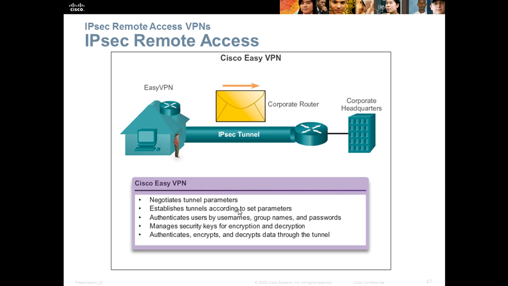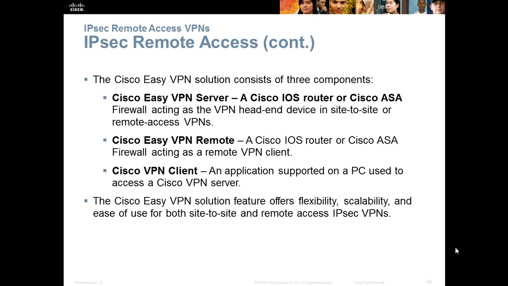IPsec for remote access. Cisco EasyVPN basically negotiates the tunnel parameters, establishes tunnels according to the set parameters, authenticates users by usernames, group members, and passwords, manages security keys for encryption and decryption, and authenticates, encrypts, and decrypts data through the tunnel.